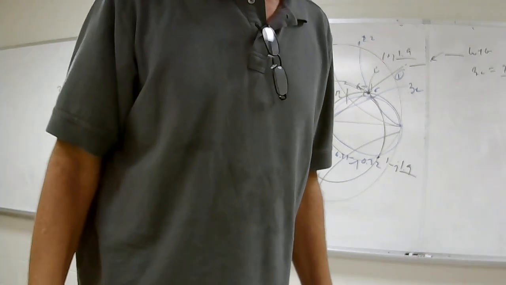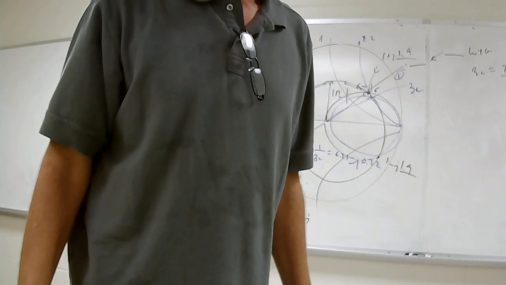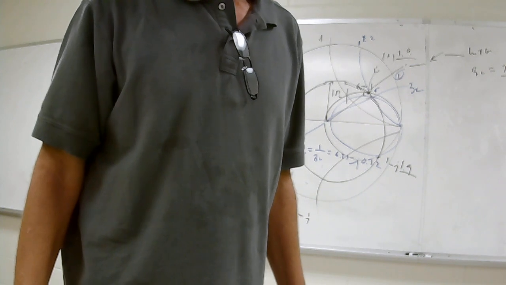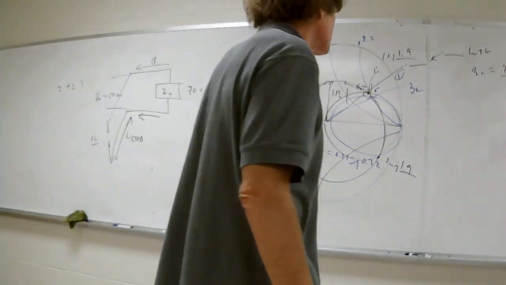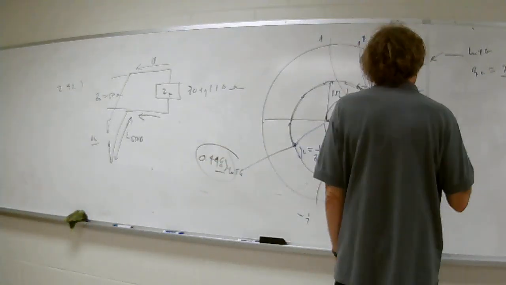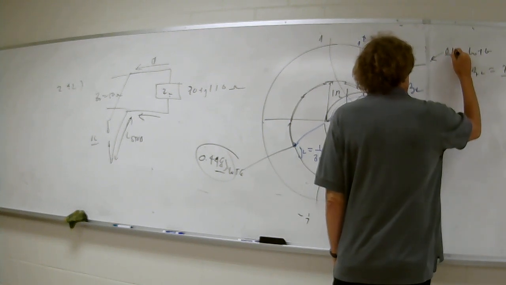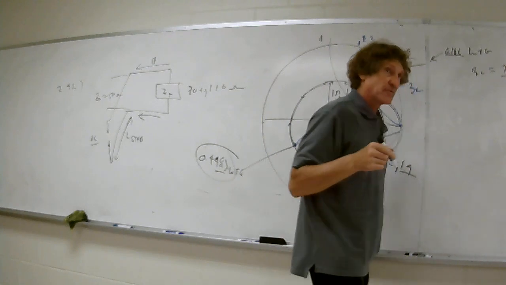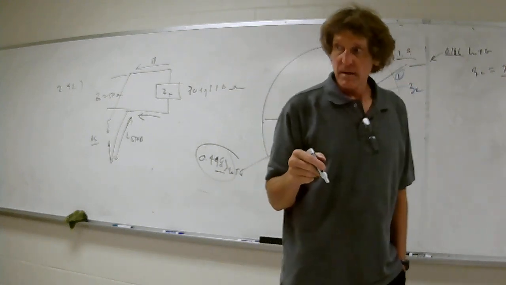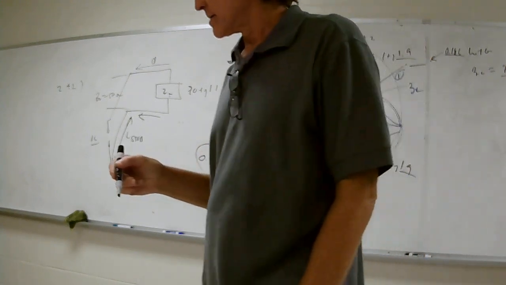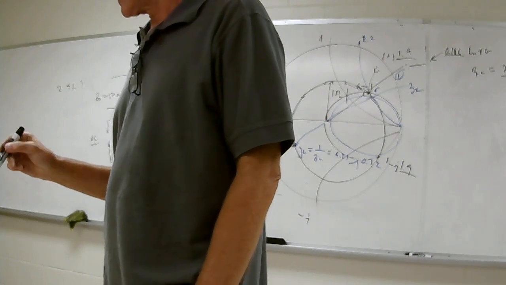Let's see what we got. For the top one, the plus is going to be 0.186. 0.186 wavelengths towards generator, right? Yep. There you go. Follow me?